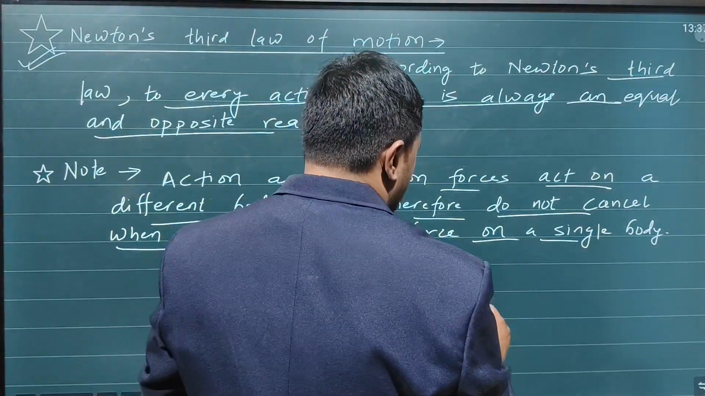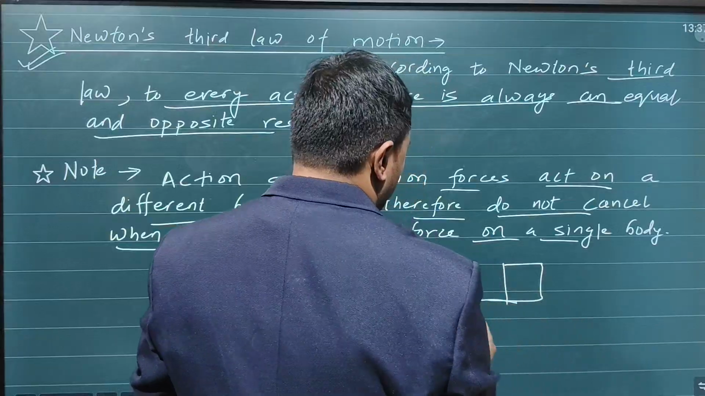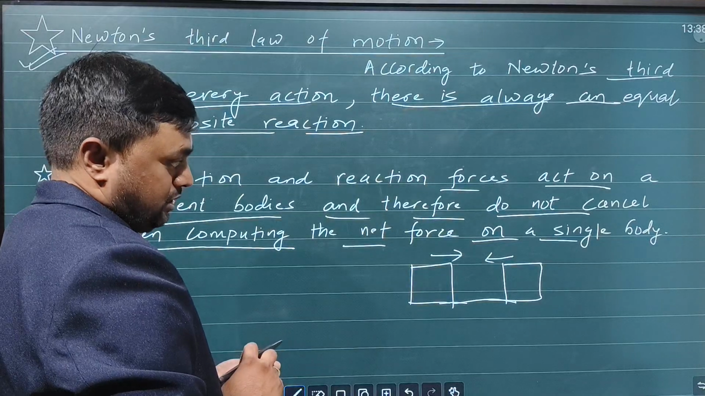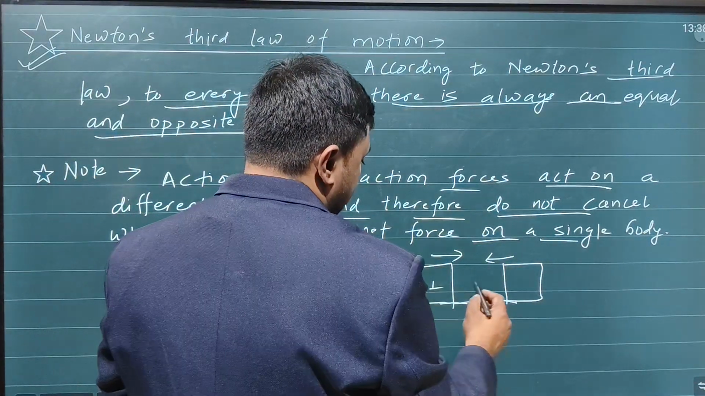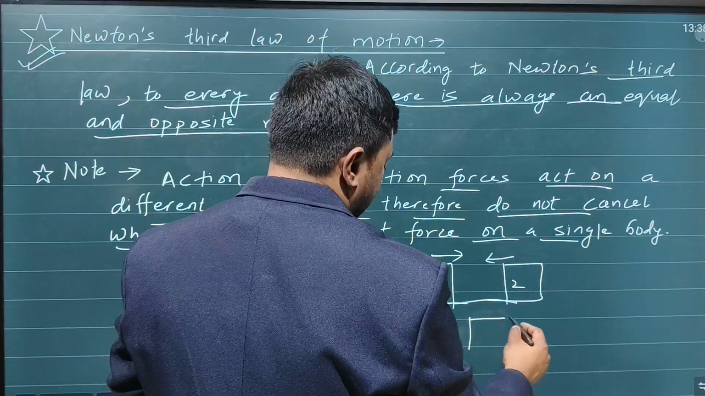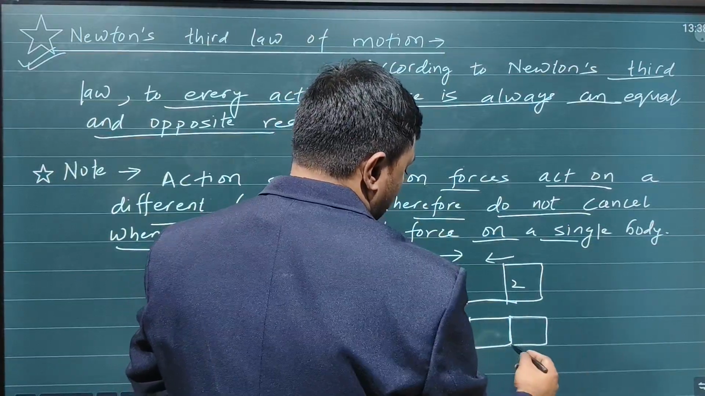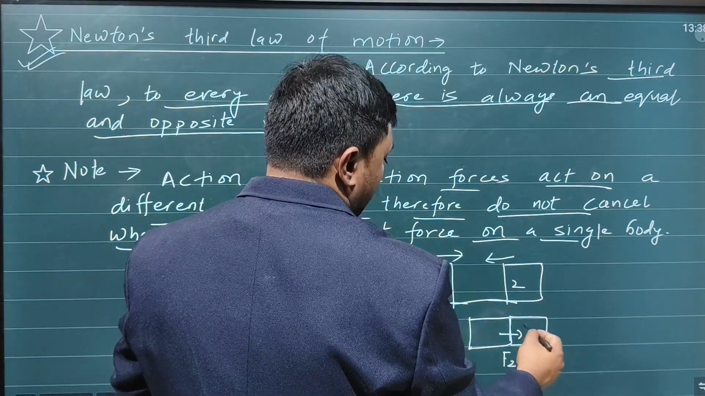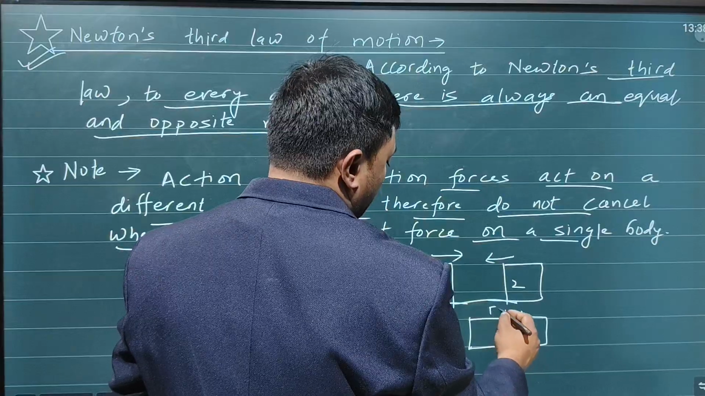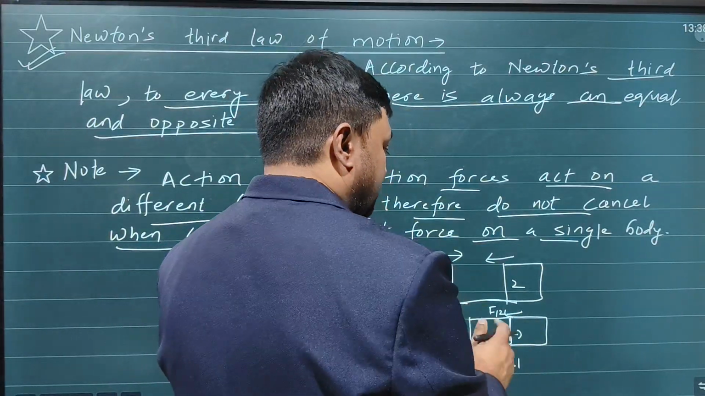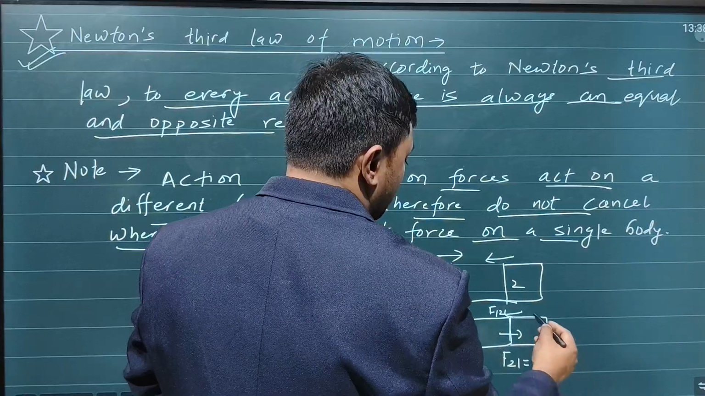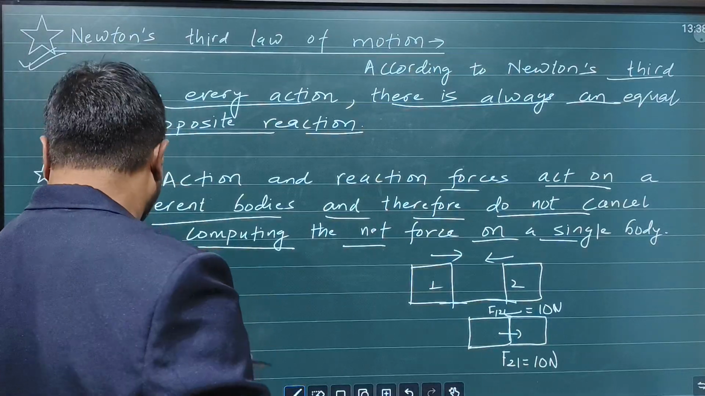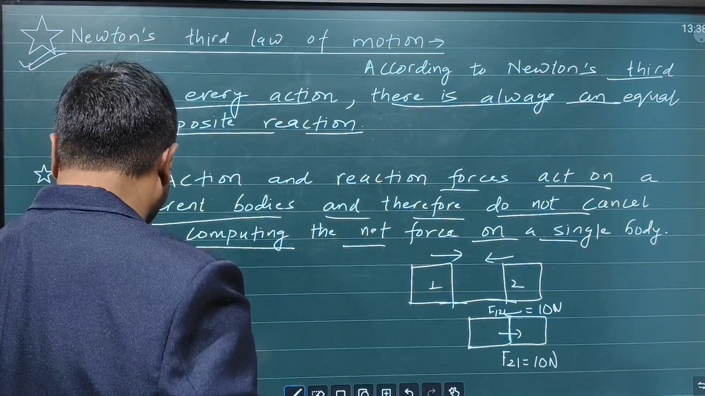Therefore, when computing the net force on a single body, suppose this body is there and another body is there, moving in these directions. This is body 1, this is body 2. When they collide, there will be a force on 2 due to 1. Similarly, there will be a force on 1 due to 2. If it is 10 Newton, this will also be 10 Newton. So this is Newton's third law of motion: for every action, there is an equal but opposite reaction.